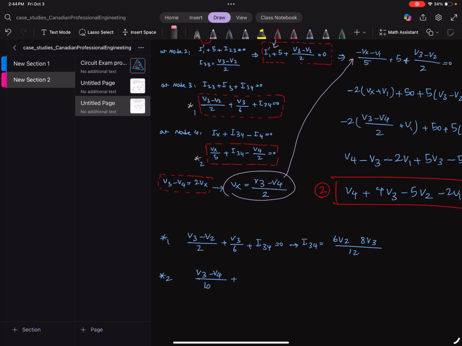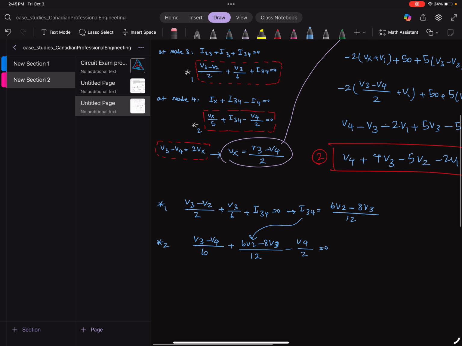I tried to do it. Is that right? We have 8 of V3, and then we took it the other side too. So now, star 2, we're going to replace I34 to here. So it's going to be 6V2 minus 8V3 over 12 minus V4 over 2. That's our third equation basically.